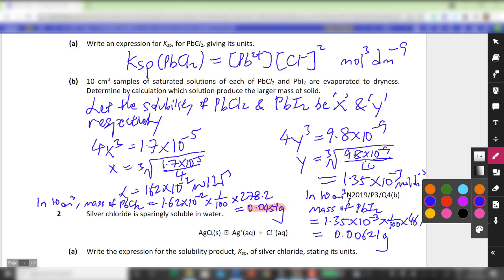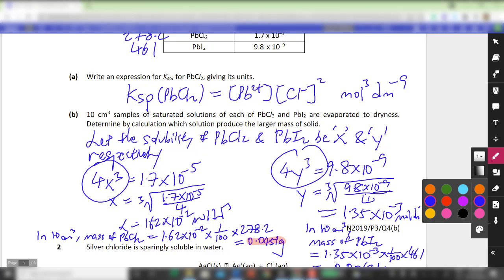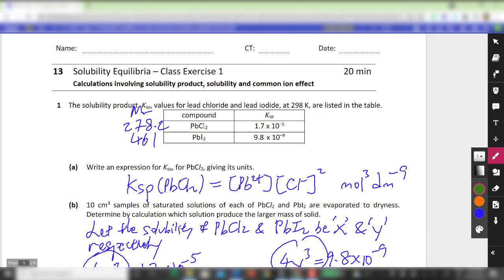Okay, I think earlier on I forgot to mention, very quickly I can discuss this with you, how 4x^3 is being obtained, in case those of you are not very sure. First we can easily write out an equilibrium expression. PbCl2 equilibrates to give us Pb2+ aqueous plus 2Cl- aqueous. This is solid. So we assume that x moles dissolved. Then we're going to have x here and then 2x.